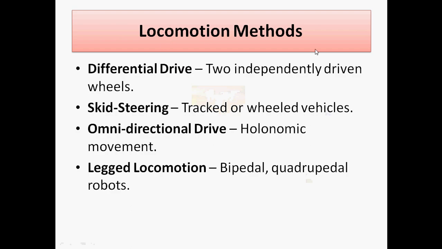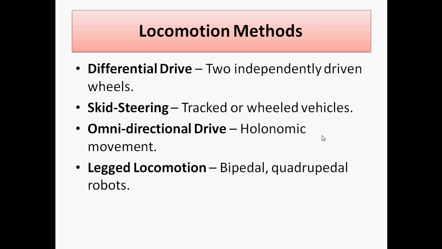Now we discuss the locomotion methods. Different locomotion methods are available, starting with differential drive, where two independently driven wheels are used. Then skid steering, for tracked or wheeled vehicles where skid steering is required; at that time we can use skid steering locomotion. Nowadays we mostly use omnidirectional drive, which allows movement in different orientations. Every orientation can be run, which is why it is called omnidirectional drive, or holonomic movement.